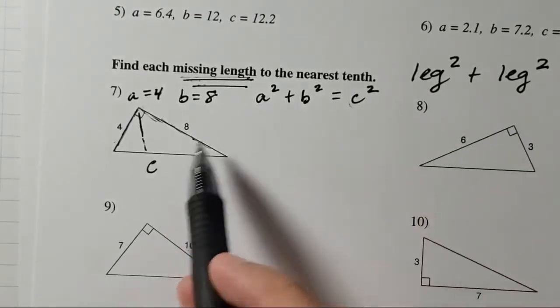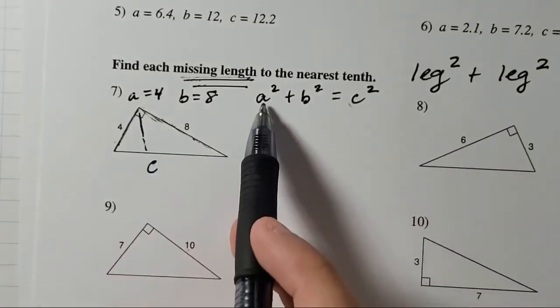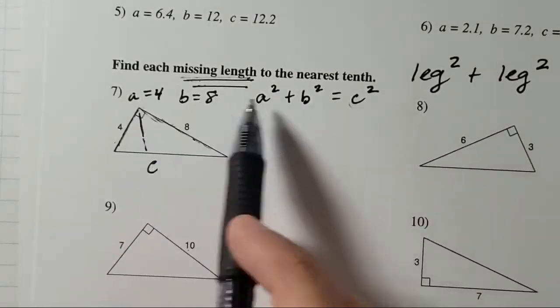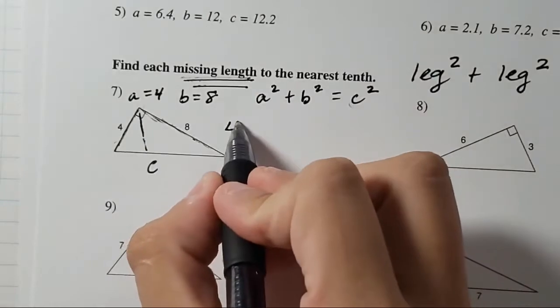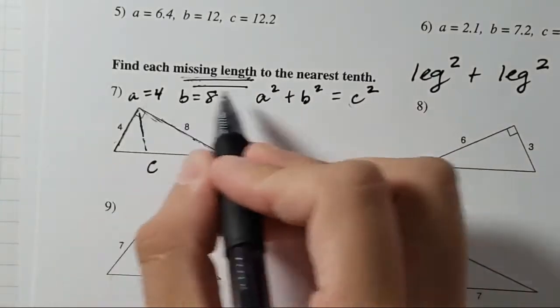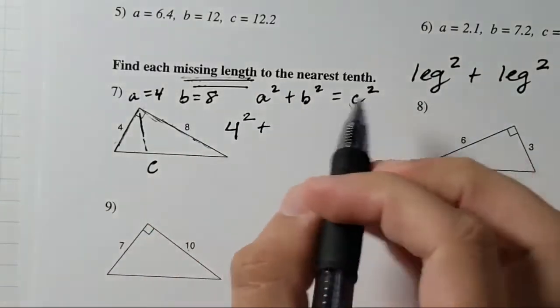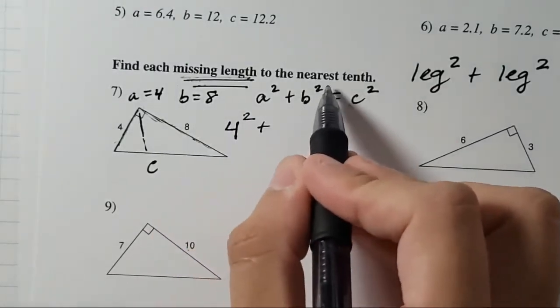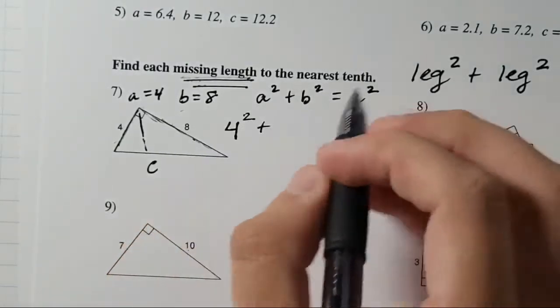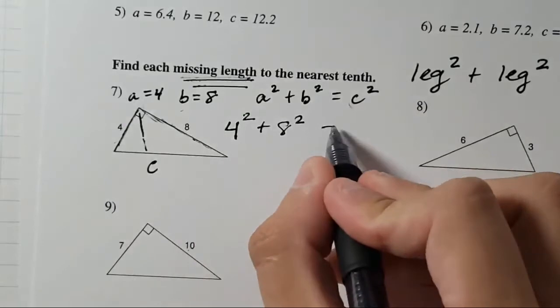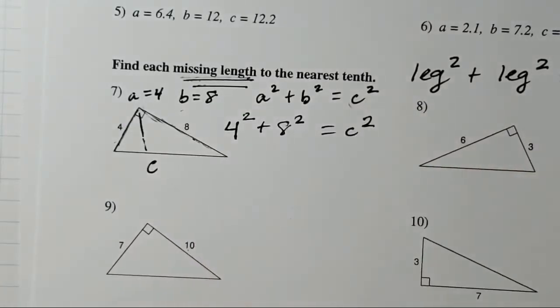So let's plug in for this. We're going to have a squared, but a is 4, so instead of a squared we're going to have 4 squared, plus b is 8, so instead of b squared we're going to have 8 squared, equals c squared.